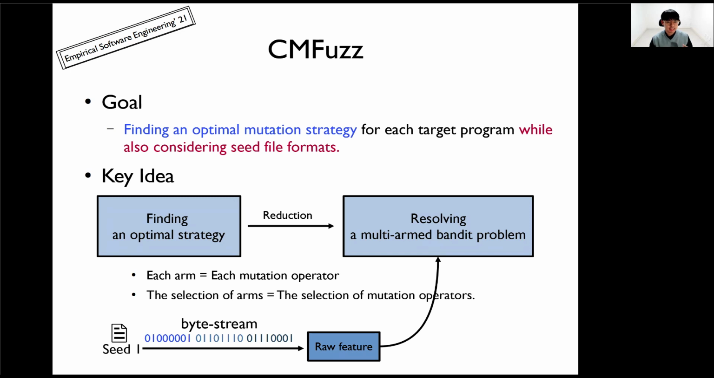So personally, this paper is very similar to the MOPT paper and presents a very similar solution, except for reflecting the seed file format of the target programs for finding optimized strategies. So I will omit the details of this CMFudge.